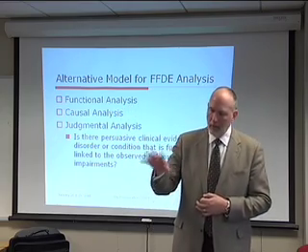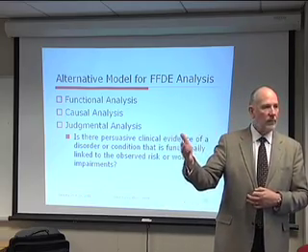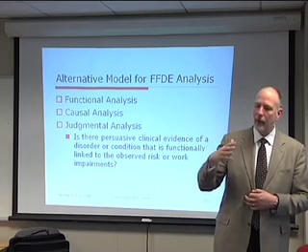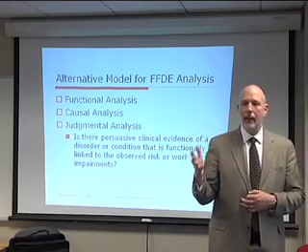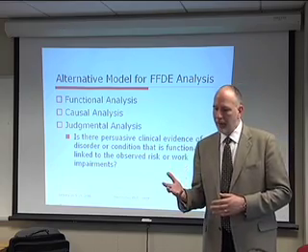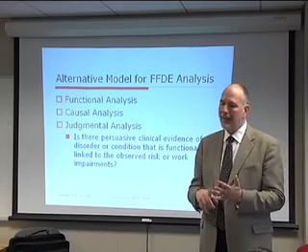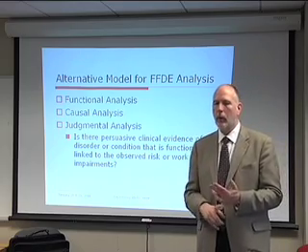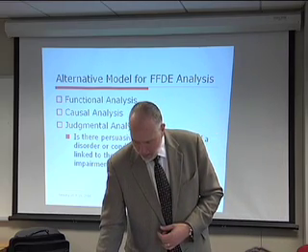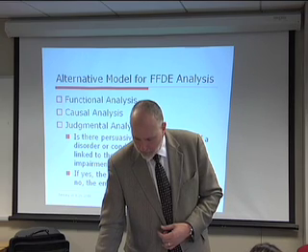So an alternative model for the analysis is you do your functional analysis, find out what are the limitations in the person's ability, what things should they be doing that they're not doing, what things should they not be doing that they are doing. You do a causal analysis to see if there's any underlying mental health condition. And then you do a judgmental analysis. That is, is there persuasive clinical evidence of a disorder or condition that is functionally linked to the observed risk or work impairments? And if yes, the employee is unfit for duty. If no, the employee is fit for duty.